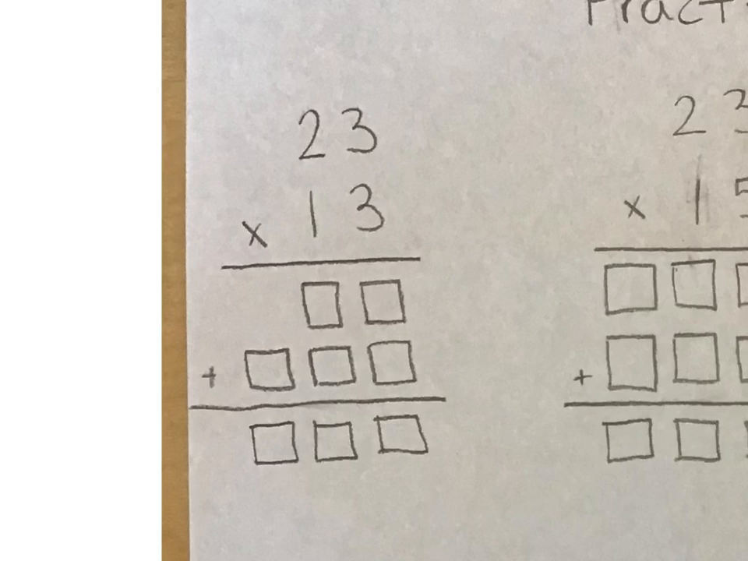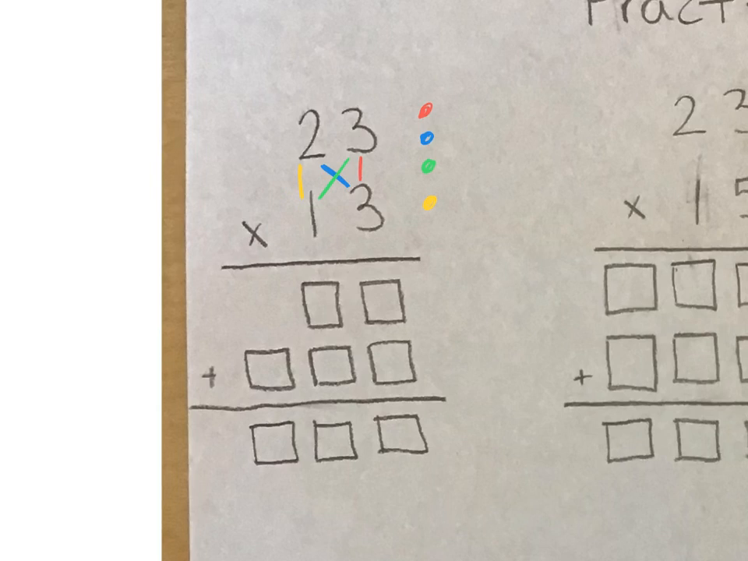When we're doing the standard algorithm for multiplication with 2-digit by 2-digit numbers, we want to remember we're going to start with our ones place. We're going to multiply our ones by our ones first, then our ones by our tens place, then our tens by our ones place, and our tens by our tens place. So we're going to be doing this red first, then the blue, then the green, then yellow. So let's start with our ones by our ones place.